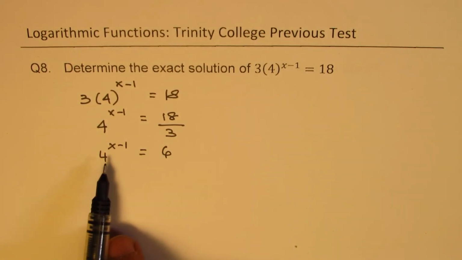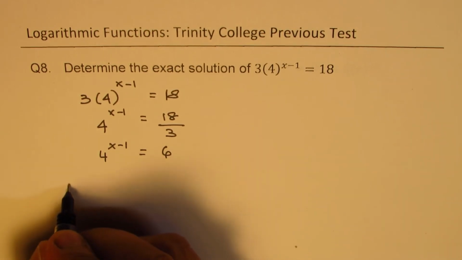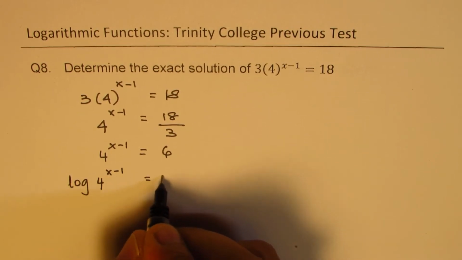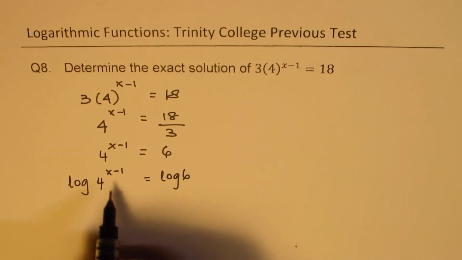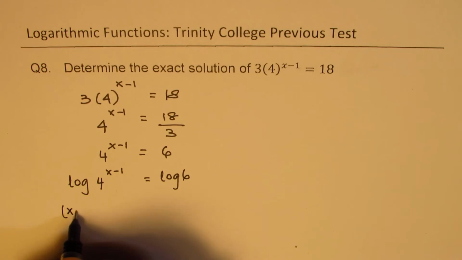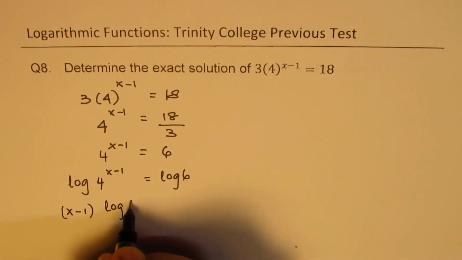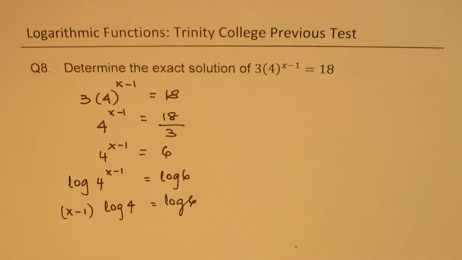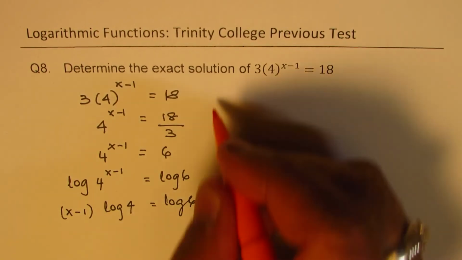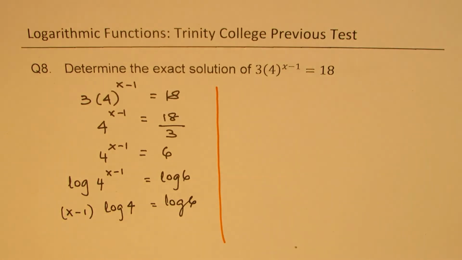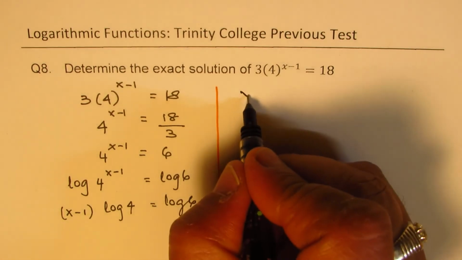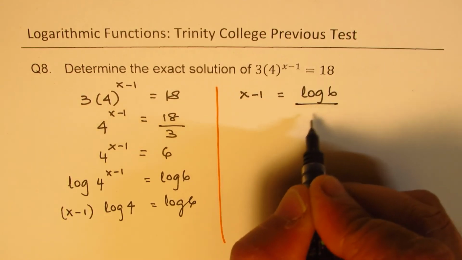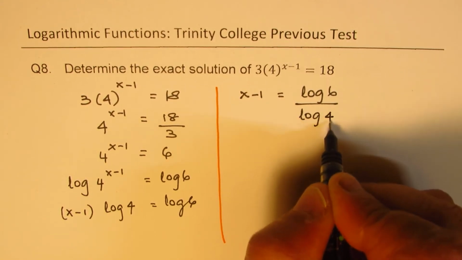Now to solve this, we have to take logarithms on both the sides. So we can take log of 4 to the power of x minus 1 equals to log of 6. So that means x minus 1 times log of 4, the base is 10, equals to log of 6, right? So now we can actually isolate x. So from here we get x minus 1 equals to log of 6 divided by log of 4.